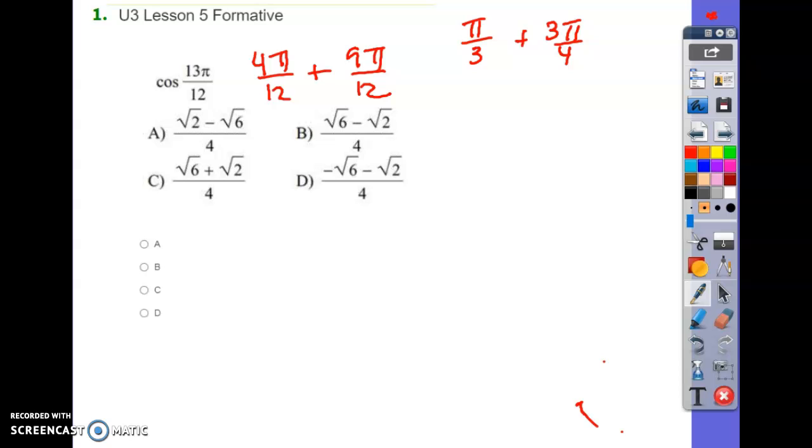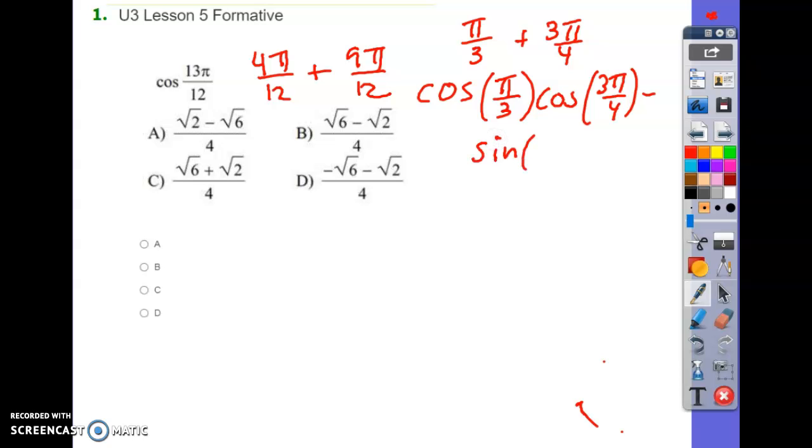So if I do, using the formula for sum of cosine, I get cosine of pi over 3 times the cosine of 3 pi over 4. Shoot, I'm going to run out of room. Minus, the sign is opposite for cosine, cosine, sine, sine. Sine of pi over 3 times the sine of 3 pi over 4.